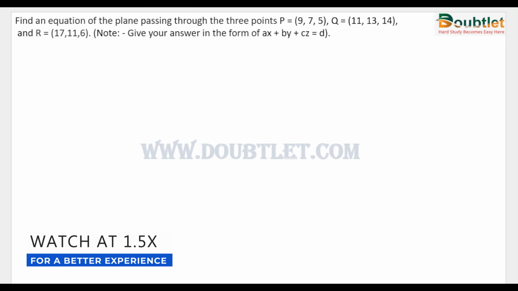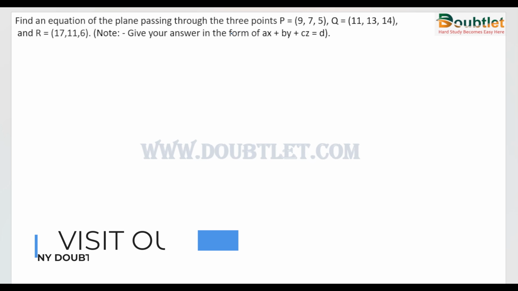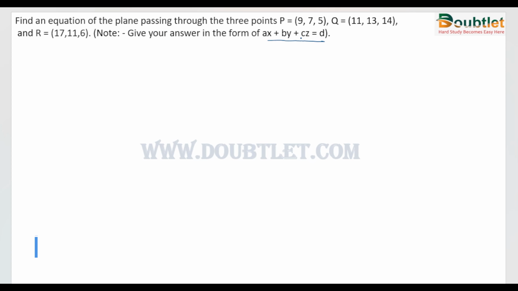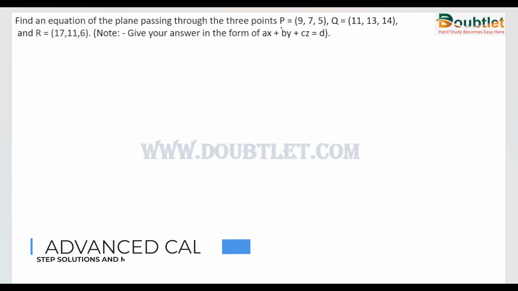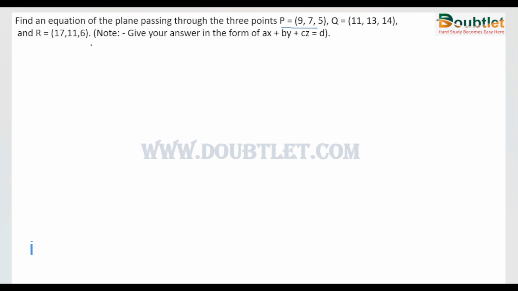So in this video, we are going to solve a question related to finding the equation of a plane that is passing through three given points. Basically, we need to find the equation of a plane in the form ax plus by plus cz is equal to d, and that plane is passing through three given points whose coordinates are also given.